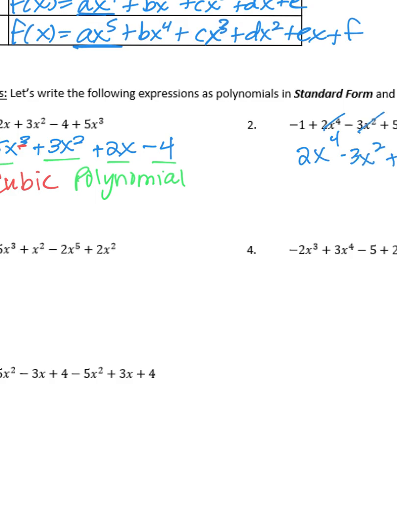Then I have 5x, because that comes next. And then I have some like terms, negative 1 and 6. Add those together and you get 5. So now the largest exponent in this expression is 4, so that's called a quartic function. And once again, there is 1, 2, 3, 4 separate terms, so this is a polynomial as well.